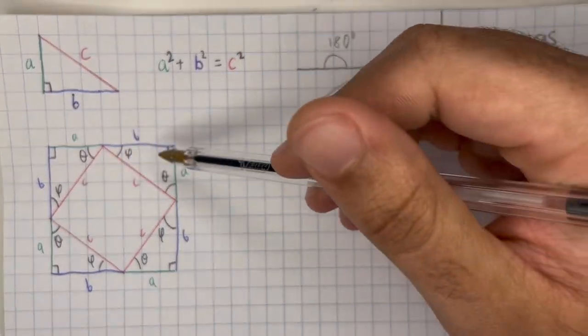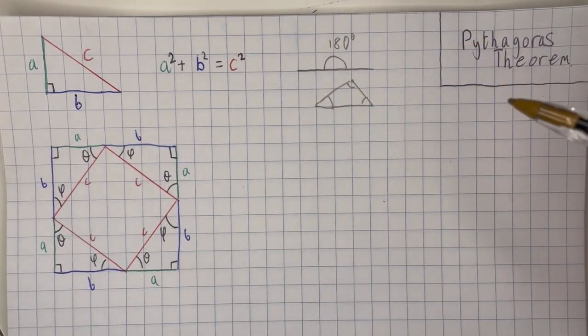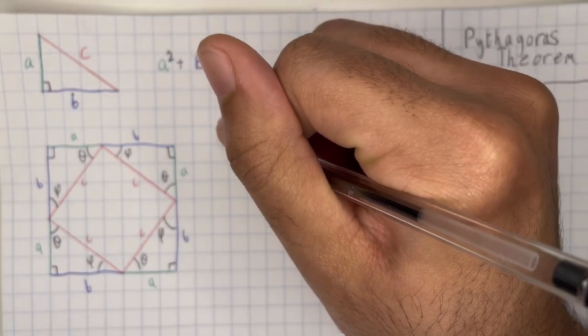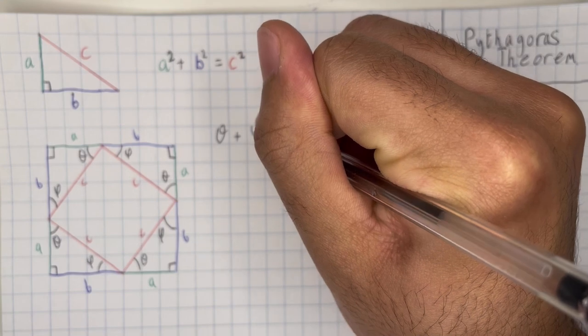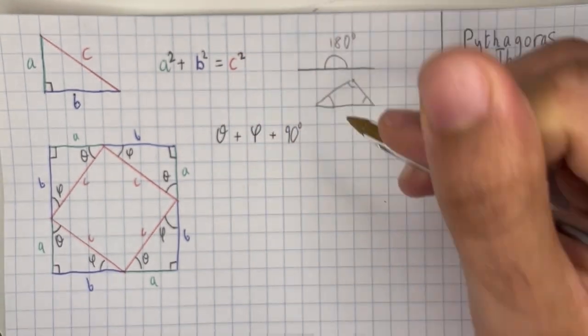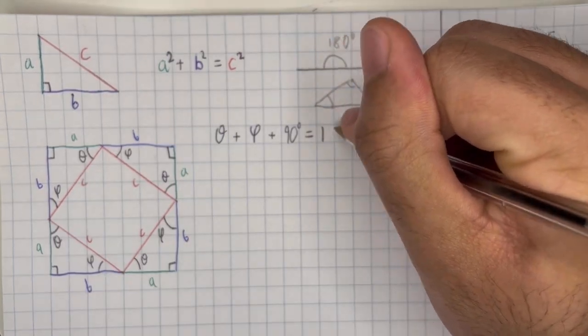While I don't know what they are individually, because the angles in a triangle add up to 180 degrees, and this is just a triangle, I can write theta plus phi plus 90 degrees, because we've got a 90-degree angle in the corner, is equal to 180 degrees.